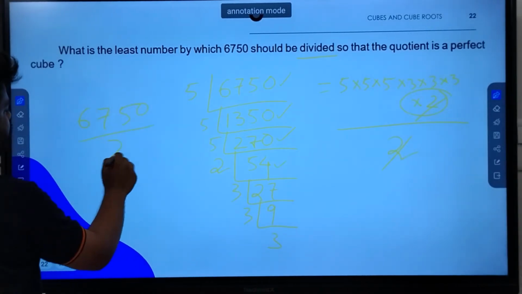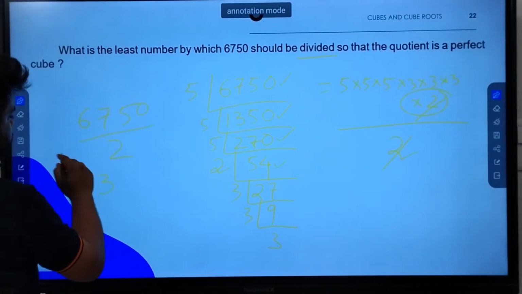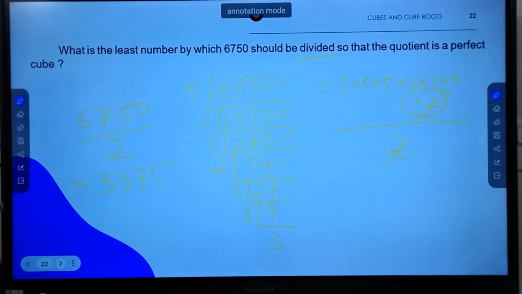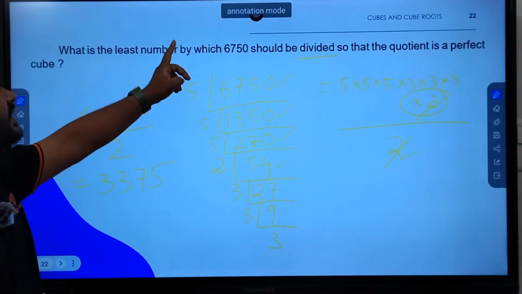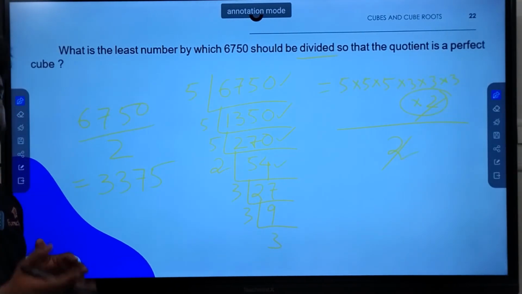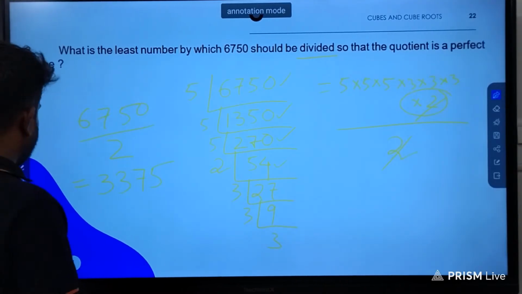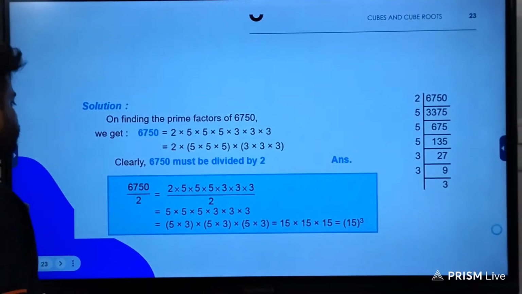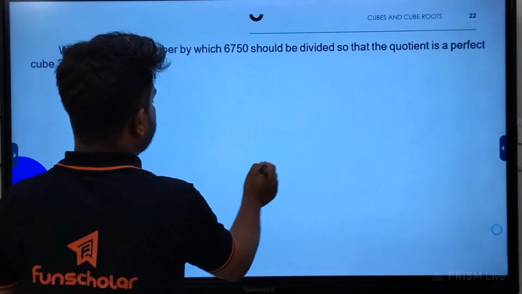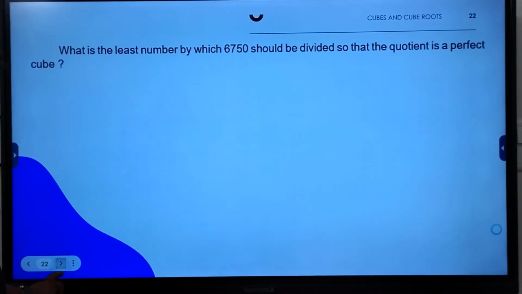6750 by 2. This one will be the final answer, and 3375 is a perfect cube, and from 6750 we have to divide by 2 to make it a perfect cube, right? Yes, they have already done it. That is, 2 must be divided out.